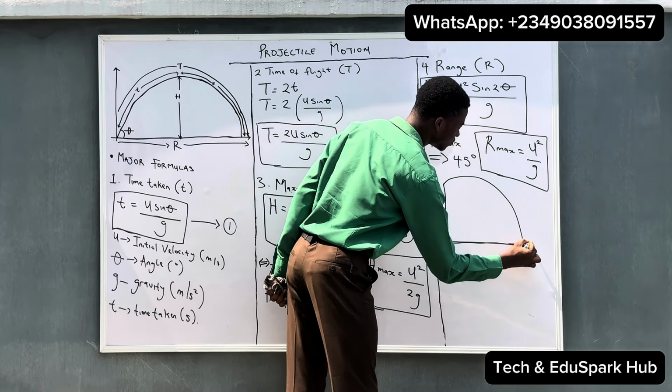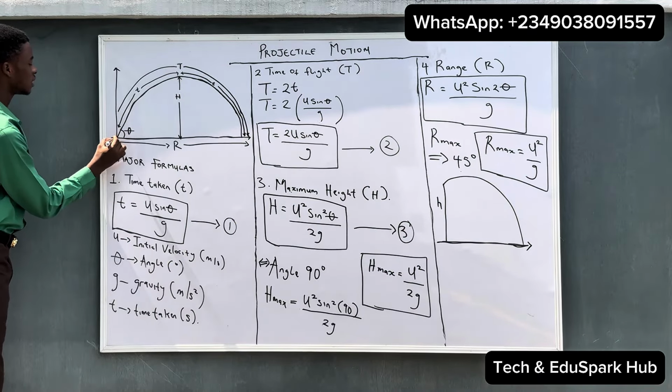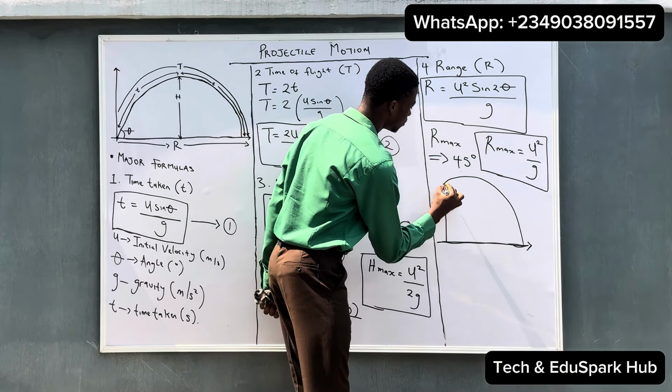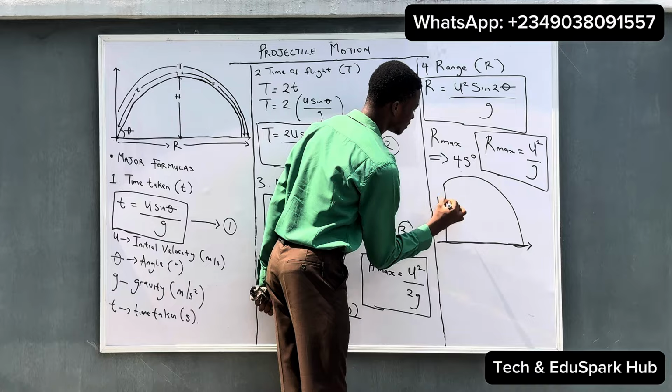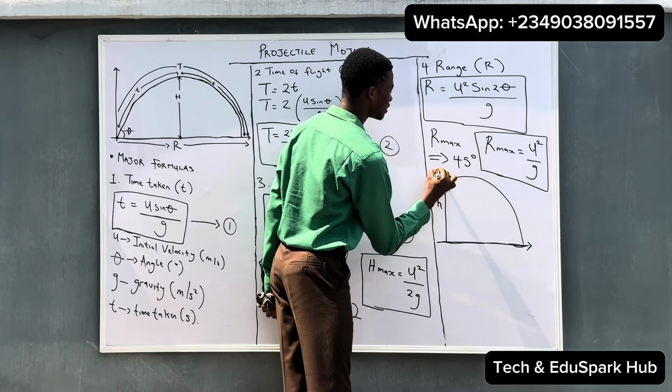You can see the difference between these two diagrams. In this diagram, the body is projected from the point of origin, which is the horizontal plane. But in this case, the body is projected from a vertical height. So you can see there's a particular height from which the body is projected.